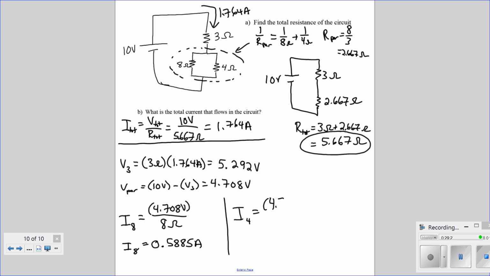So we have 4.708 volts divided by 4 ohms, which is 1.177 amps. And if we look at that, that current, 1.177, is twice as much as the current through the 8 ohm resistor. Also, if I add this current and that current together, those two add up to the total current.